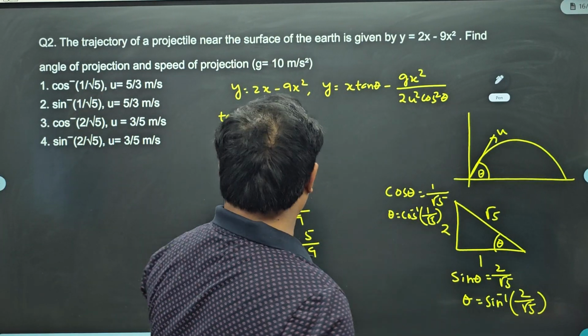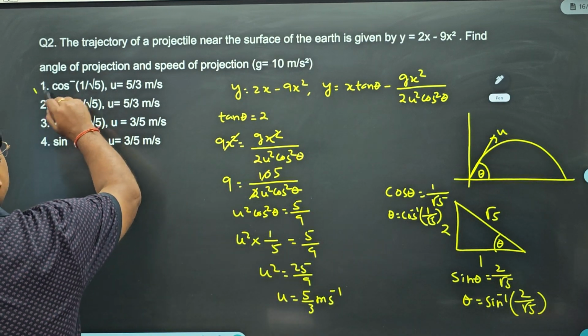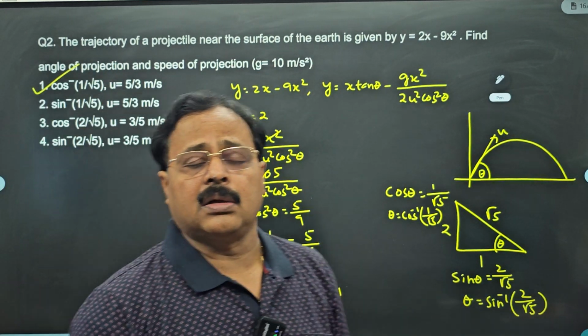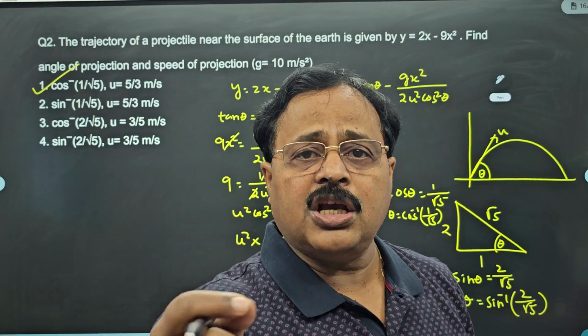cos inverse 1 by root 5. So what is the right choice, my dear students? Right choice is the number 1. Number 1 is the right choice to this question.